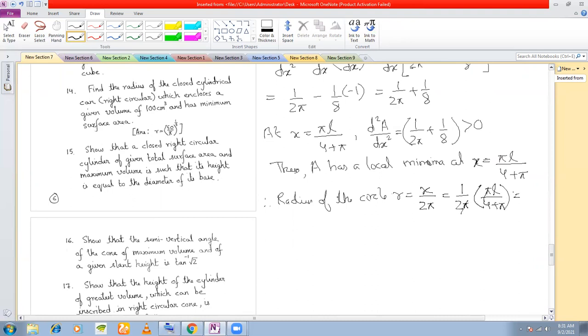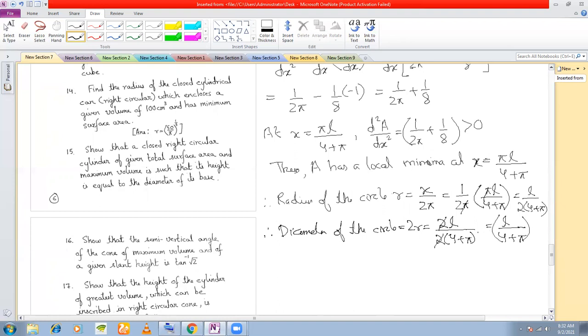This pi cancels. So you're getting L by twice 4 plus pi. This is the radius of the circle. So the diameter of the circle is 2r, which is equal to 2L divided by twice 4 plus pi, which is equal to L divided by 4 plus pi. This is the diameter of the circle.